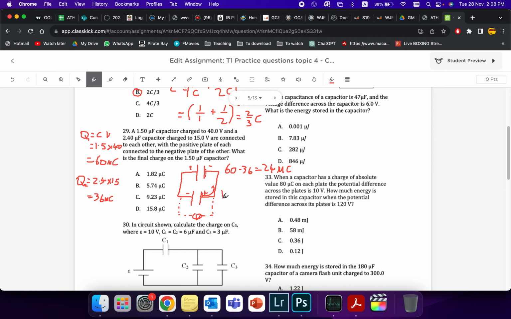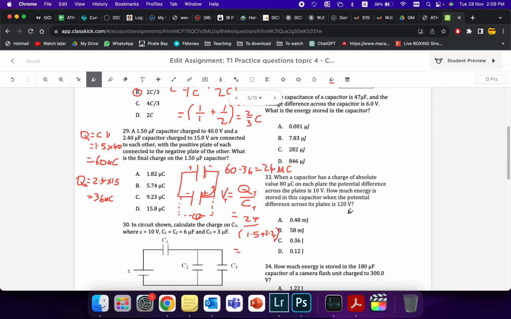So I can quickly find the V by doing the Q that I've just found over the C total. So this is the V total, and being parallel, I can use this to help me get the Q on each capacitor. These are the steps that I'm going to take. Q is 24, and I'm going to divide that by the C. Now there are two C's in parallel, easy to add. You just add the two numbers together. You'll have 1.5 plus 2.4, and that will give me the voltage here.